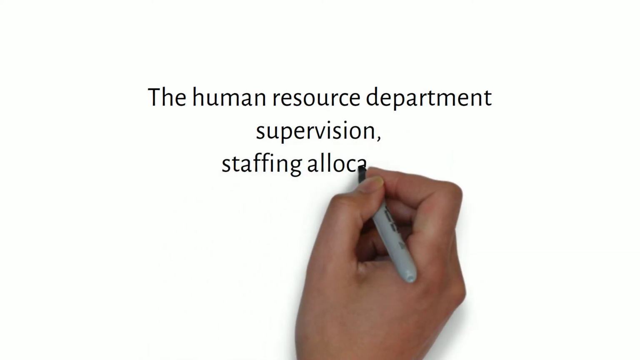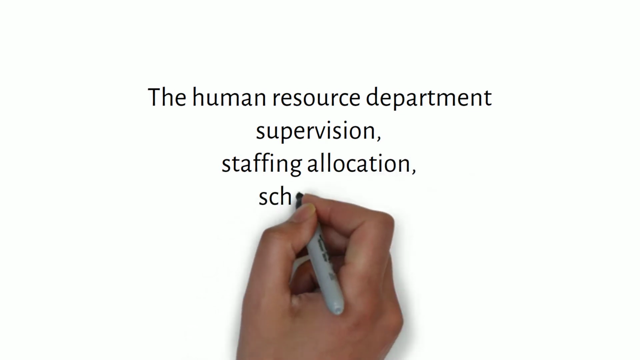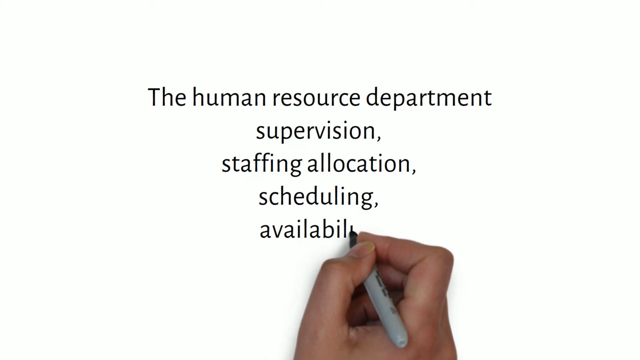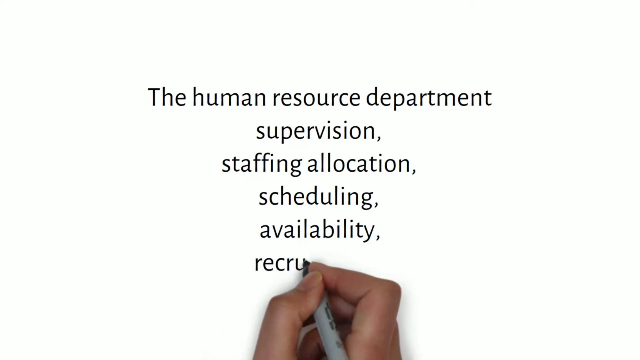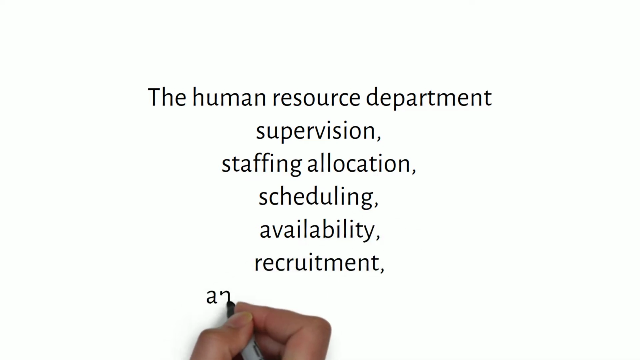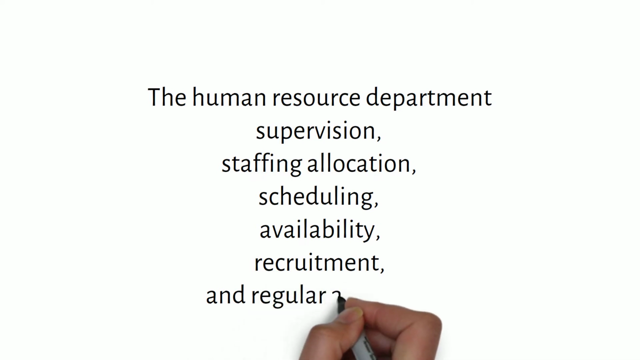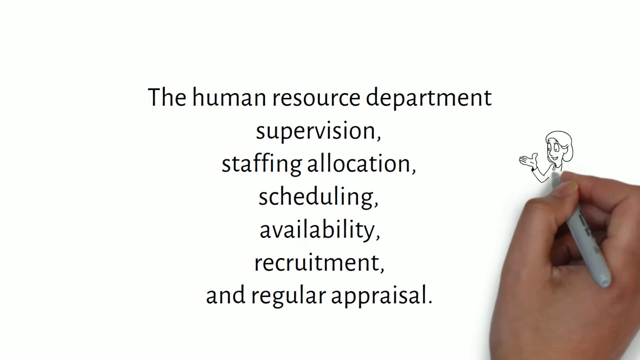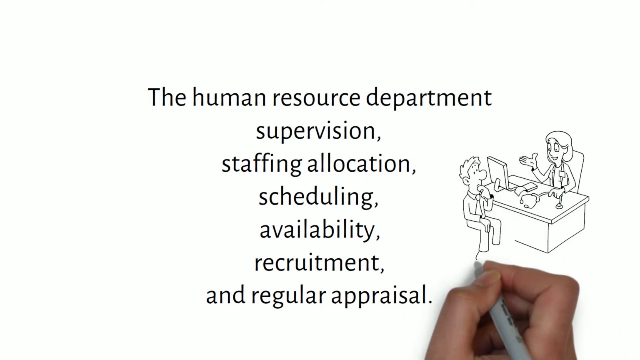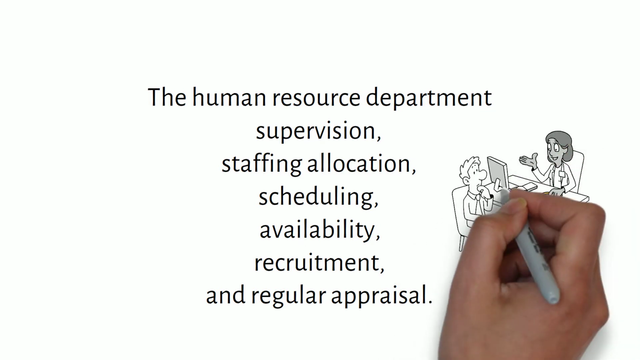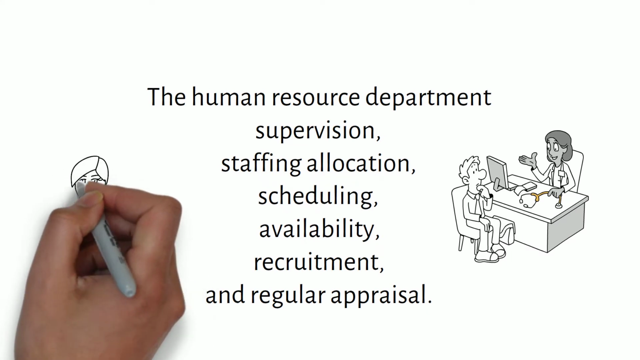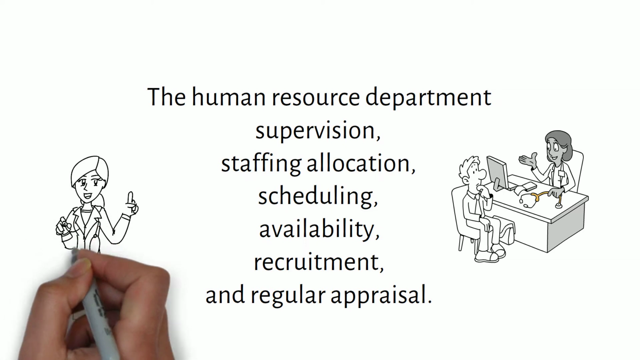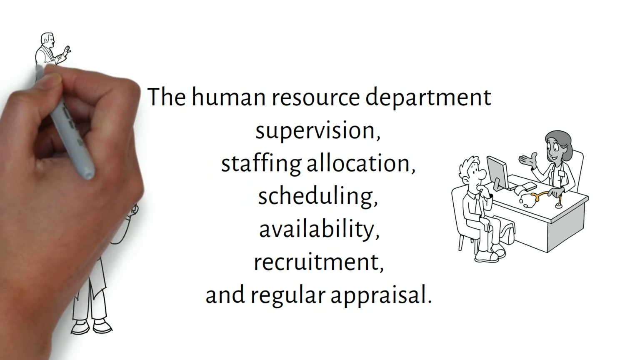The Human Resource Department must periodically evaluate supervision, allocation of staff, scheduling, availability of staff, recruitment, and regular appraisals by supervisors. If there are any problems with the working of the staff, and if this is not recognized and not corrected, then problems will happen with patient care.